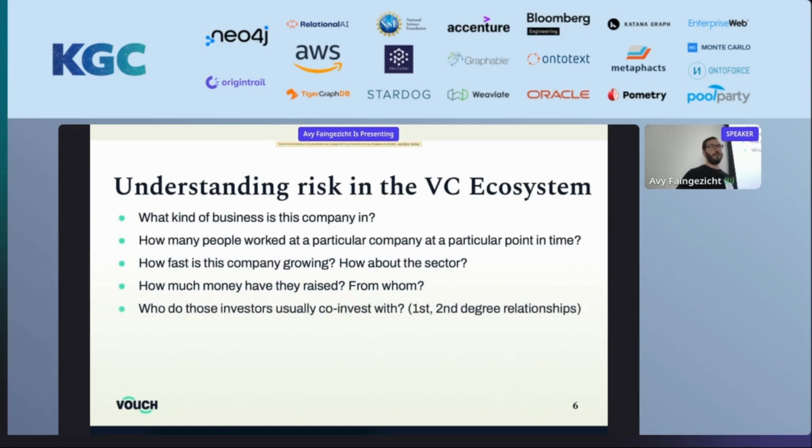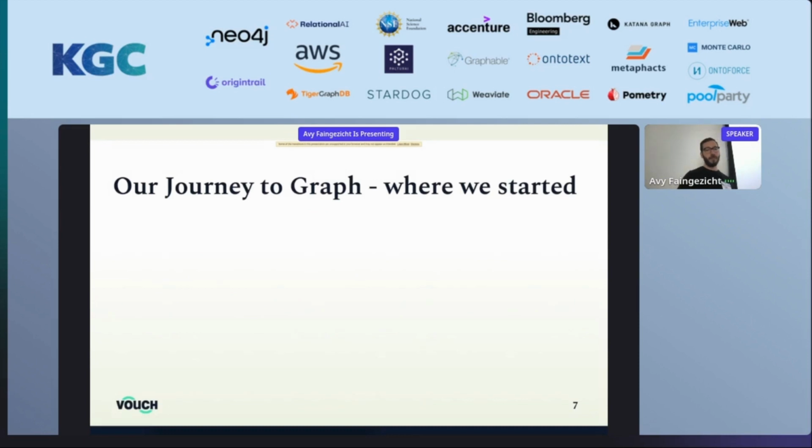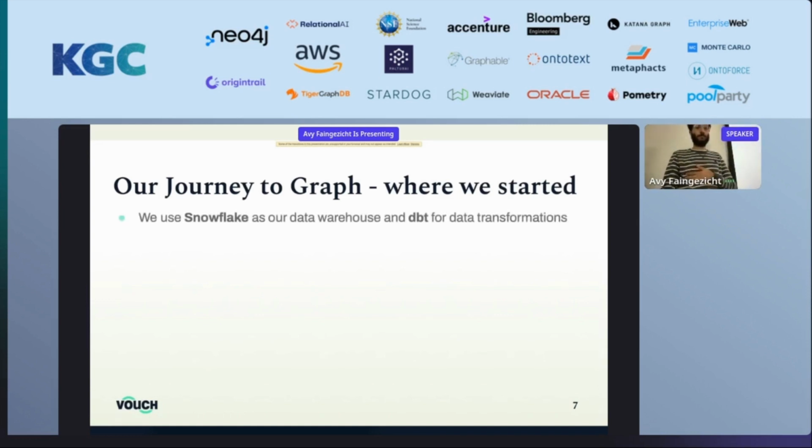And who are those investors? Who do they usually co-invest with? Who are the people who are involved in these relationships? Who are the people who are involved in these companies? And there's lots of other information that we can get from this graph to understand the risk that these companies are taking on. And so here I'm going to hand it off to Nabeel to tell us a little bit about our graph and how we ended up coming into this space.